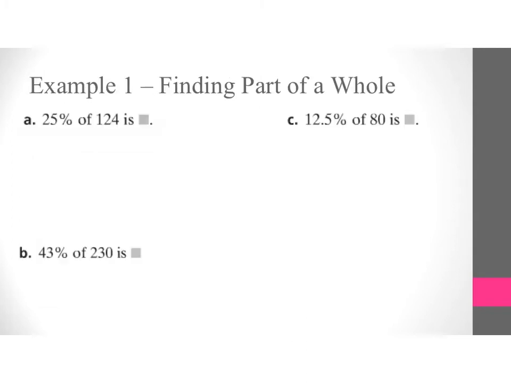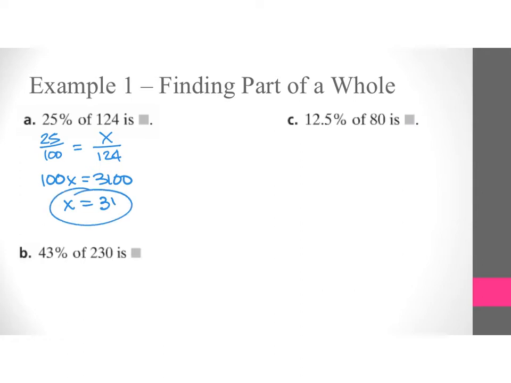So when we look at example 1, we're going to find the part of a whole. So for part A, it says that we want to find 25% of 124. So again, my 25% is going to be written as 25 over 100. And my whole is going to be the 124, but I don't know what x is, or I don't know what the part is. So if I go ahead and cross multiply, I'm left with 100x equals 25 times 124, which is 3100. I divide both sides by 100, and x then is going to equal 31.